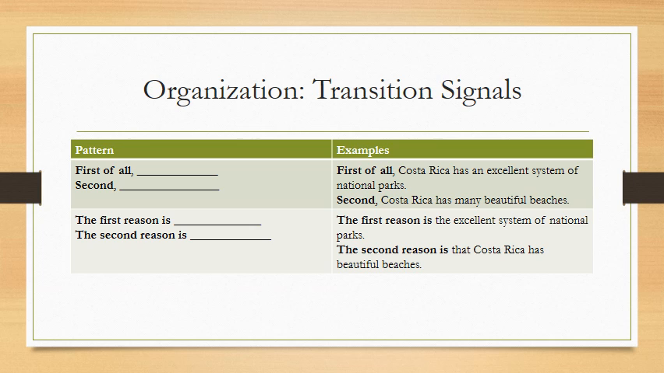Now I want you to take a look at the second pattern here, where it says the first reason is and the second reason is. What's something that you notice is different? The thing that I am expecting you to notice is that the second pattern does not use a comma. Now here's the big mistake that I see in your writing, not everyone's, but a lot of folks all the time, is that people will say the first reason and then put a comma after it. So they'll treat it like first of all. But it's not like first of all.